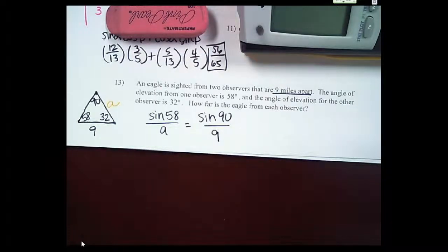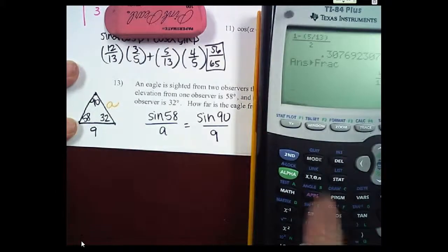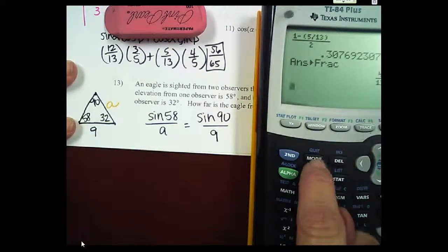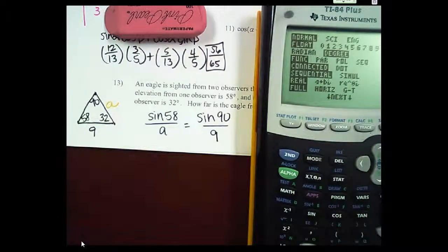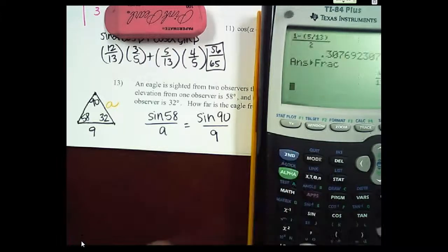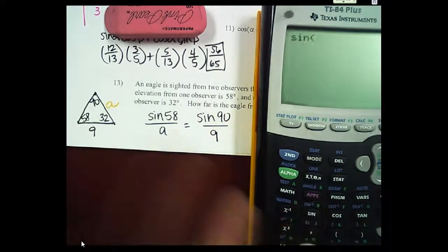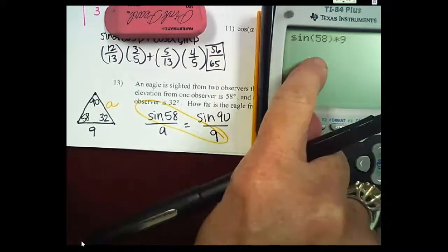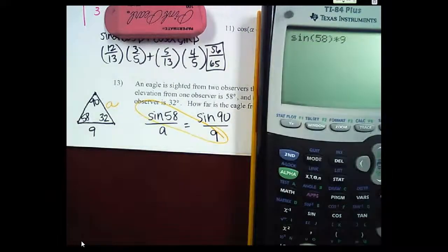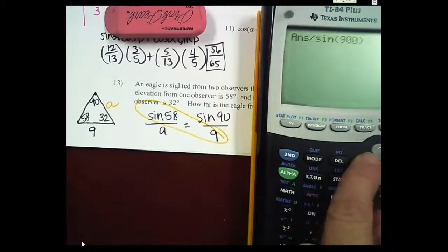Now, watch your calculator, but this is going to need to be in degree mode. So, in your calculator, I don't know if you remember, but turn it on. Hit the mode key, which is next to the second. Go down and over. There's the degree. Hit enter, and then you can second quit back out. Type this in. Sine of 58 times 9. Close the parentheses at 58 or it won't give you the right answer. Okay, hit enter. Then you're going to divide by sine of 90. So A is 7.6.